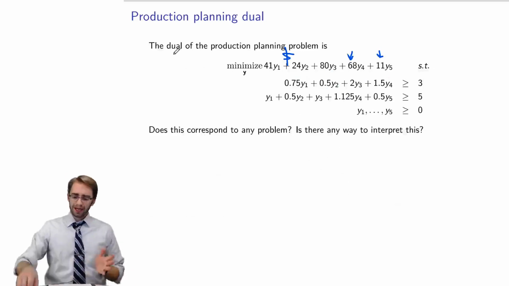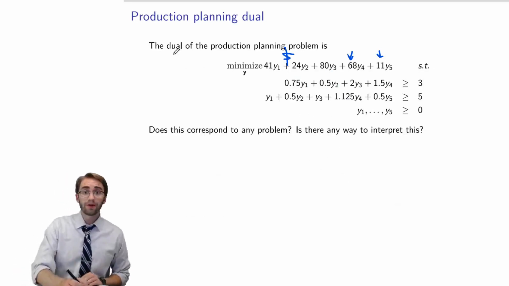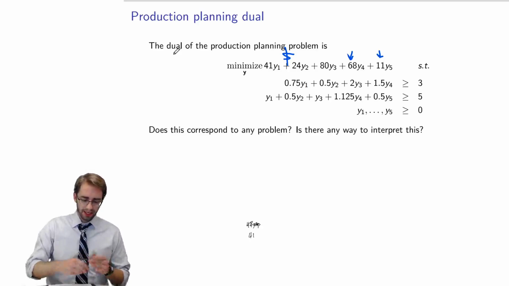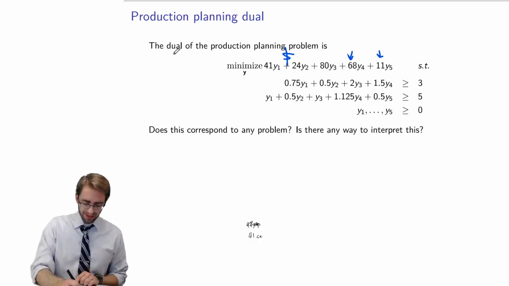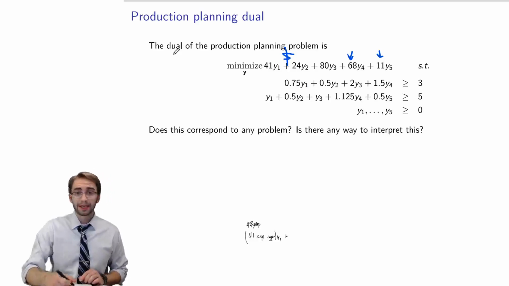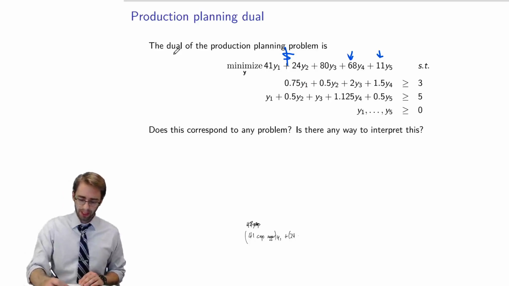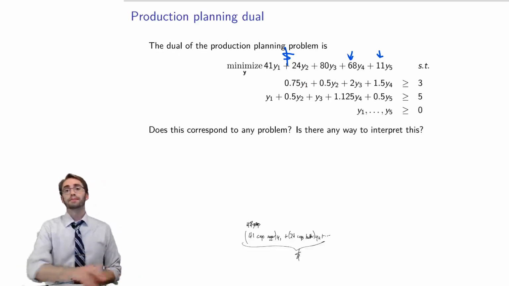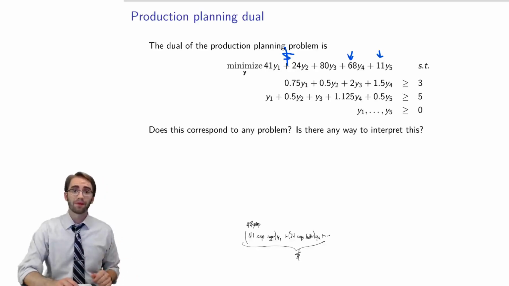And so what does that mean? Let's write out the objective of this dual. You have 41 cups of sugar times y1 plus, and then the next one was 24, I think it was cups of butter, times y2, and so on and so forth. And this has to all be measured in terms of dollars, right? Because the objective values line up.